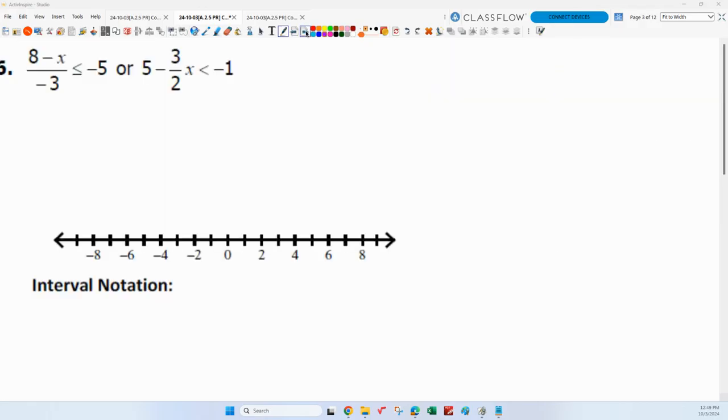Okay, let's look at an example. If we want to actually solve one of these, an OR compound inequality, how do you think we do this? I've got this inequality on the left or this inequality on the right. How do you think I'm going to tackle that?